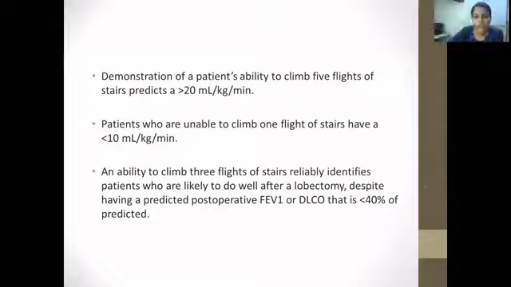An ability to climb 3 flights of stairs reliably identifies patients who are likely to heal well after lobectomy, in spite of having predicted postoperative FEV1 or DLCO that is less than 40% of predicted.